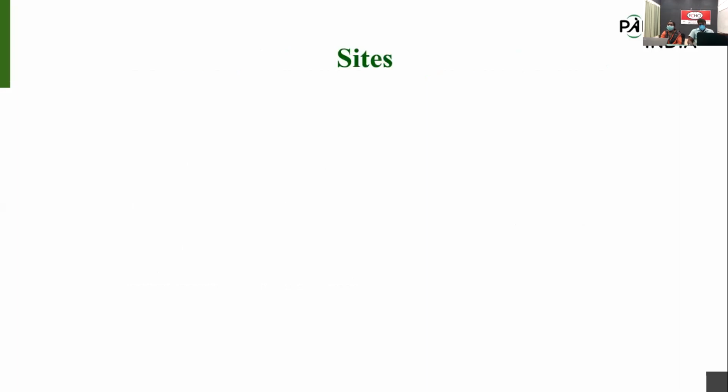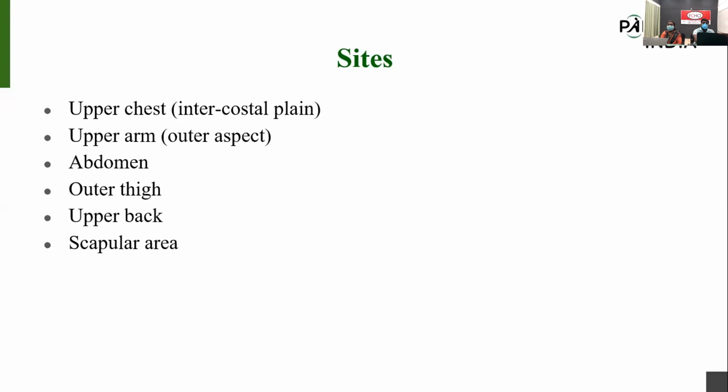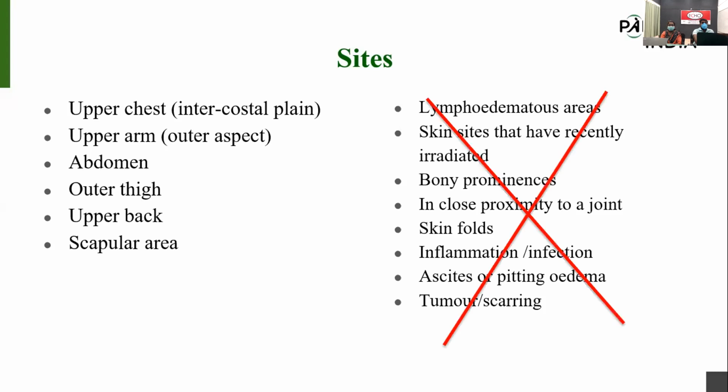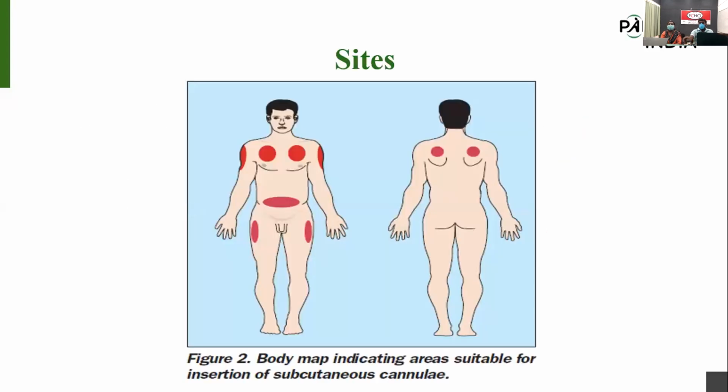Then we move to the sites. These are the common sites we use to give subcutaneous injections or subcutaneous infusions. The first one is the upper chest area. Upper chest area means the upper chest or intercostal plane. This area is the first area.